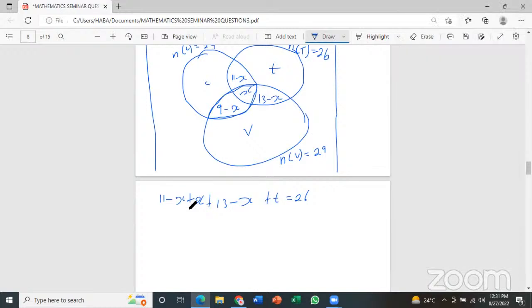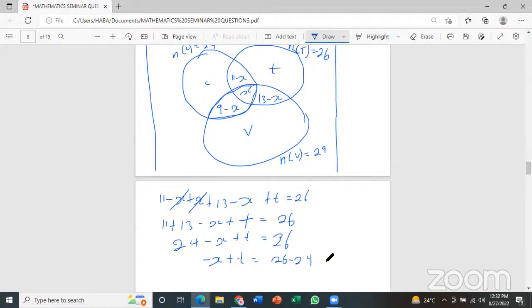This negative x and the positive x will cancel, and I will be left with 11 plus 13 minus x plus t equal to 26. When I add the two, they equal 24 minus x plus t equal to 26. So I carry the 24 to the other side. It will cross the equal sign, so it will change its sign. So negative x plus t equals 26 minus 24. This will be my equation 1.